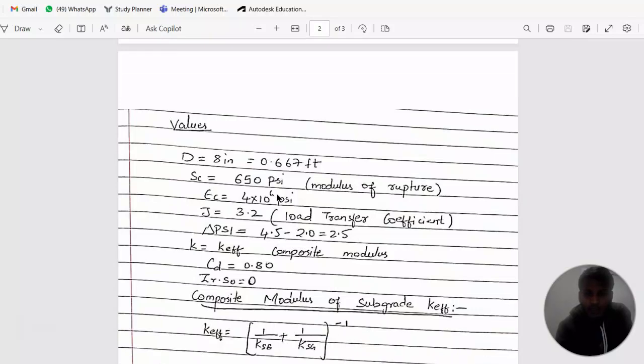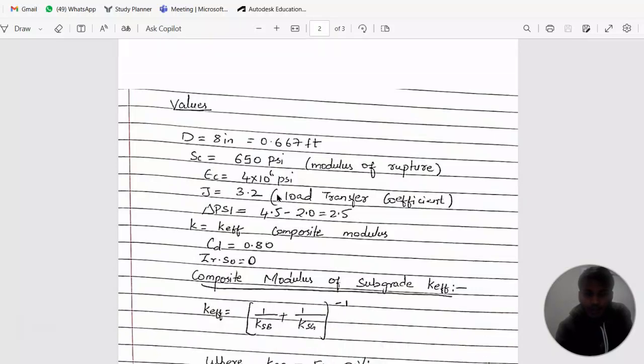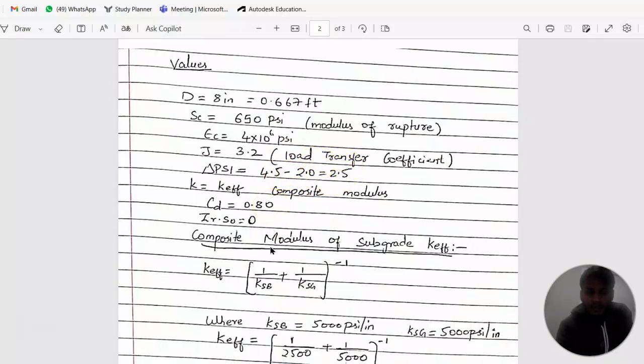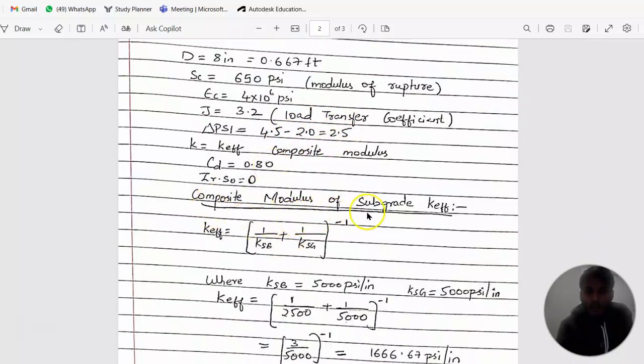Now we go for the load transfer coefficient, J is equal to 3.2, and in the question it is shown that delta PSI is equal to 4.5 to 2.0, or we can say 4.5 minus 2.0, we will get the value of 2.5. After getting all these values, we have to find the composite modulus of subgrade reaction K, which has the formula of (1 by KSB plus 1 by KSG) power minus 1, where KSB is equal to 5000 psi per inch and KSG is equal to 5000 psi per inch.